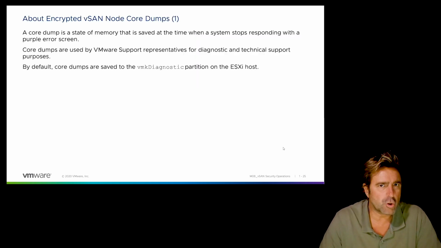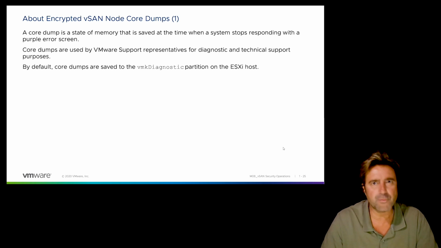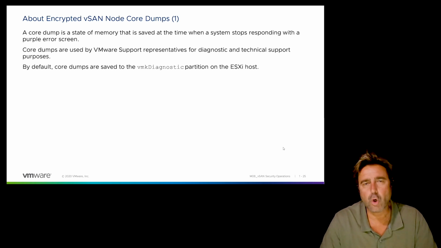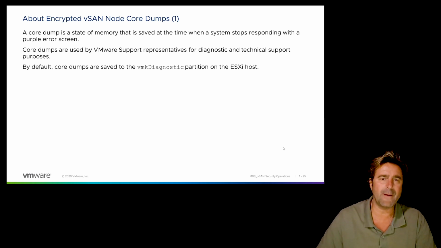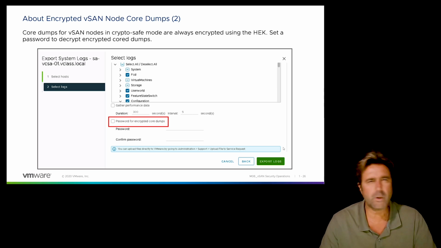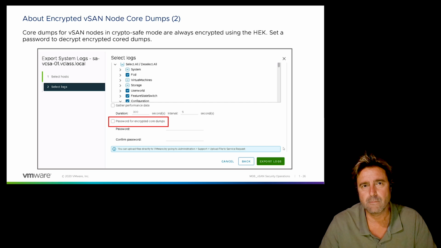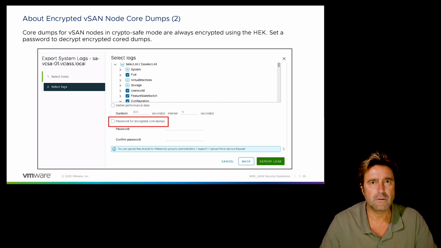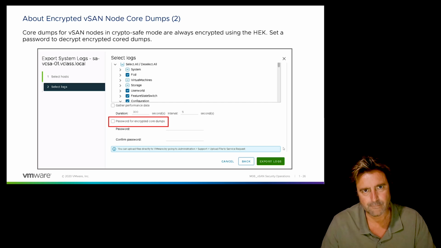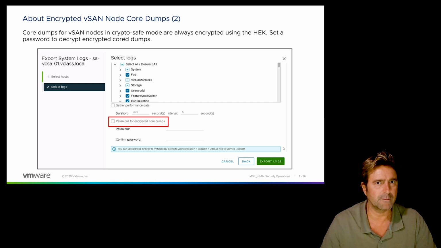Now, we mentioned earlier that if you have a purple screen of death, your core dump is going to be encrypted automatically. So what do you have to do? If you have an encrypted core dump and you want to send this to our support personnel, you need to provide a password just like we show you here. Because if you don't, the problem is we cannot analyze what is going on in your particular environment.